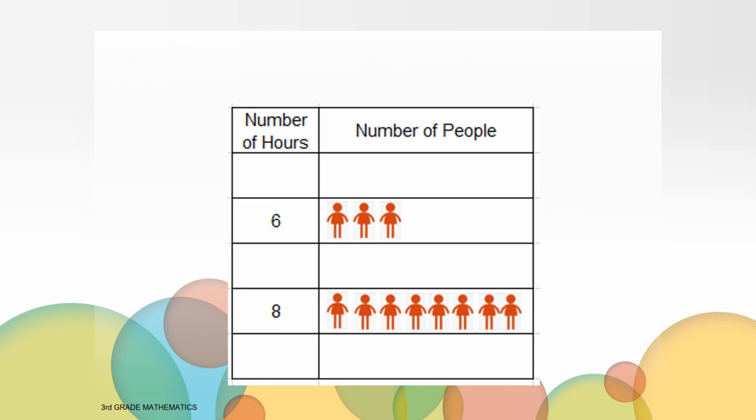Let's zoom in and reveal some more details about our pictograph. The numbers 6 and 8 have been added to our graph. What do you notice? How does that change your thinking? Did you notice that the row labeled with 6 hours had 3 people in it, and the row labeled with 8 hours had 8 people?